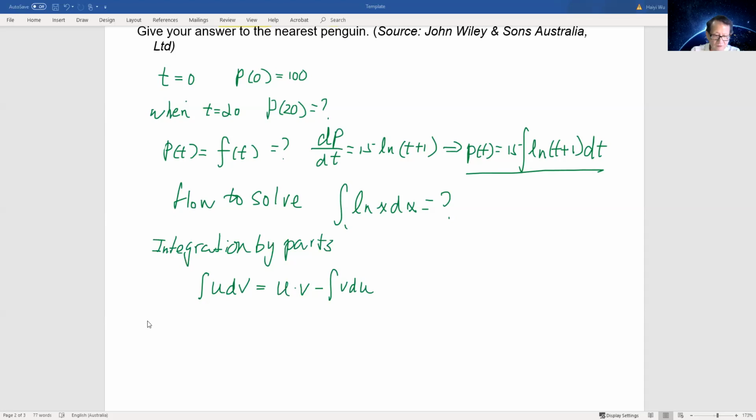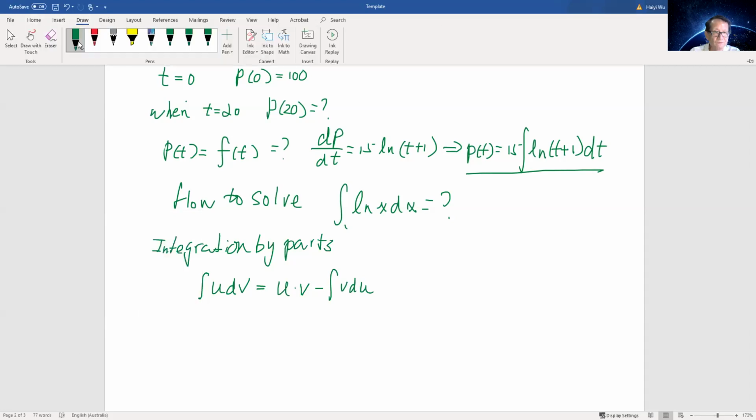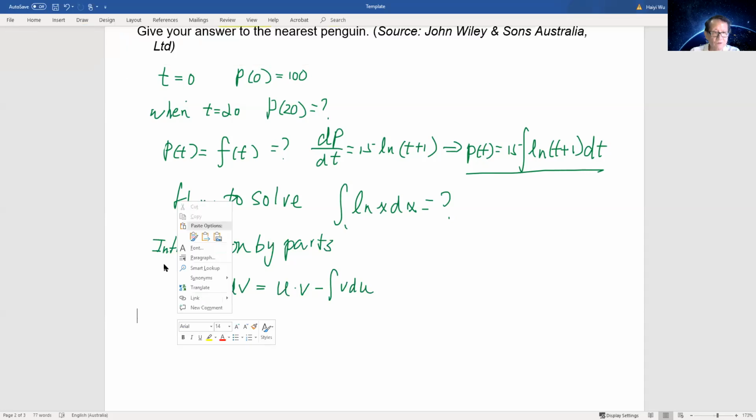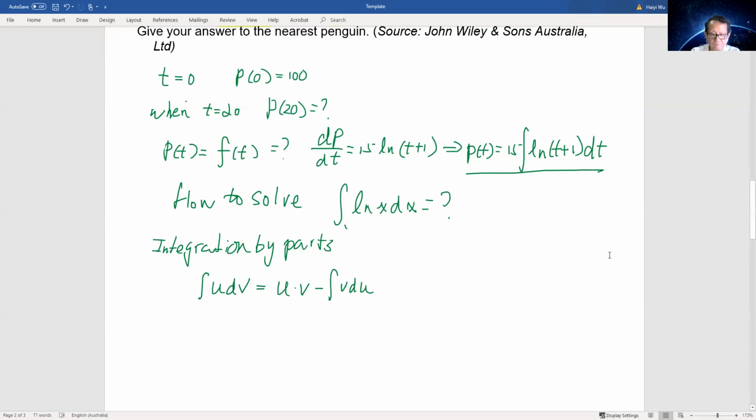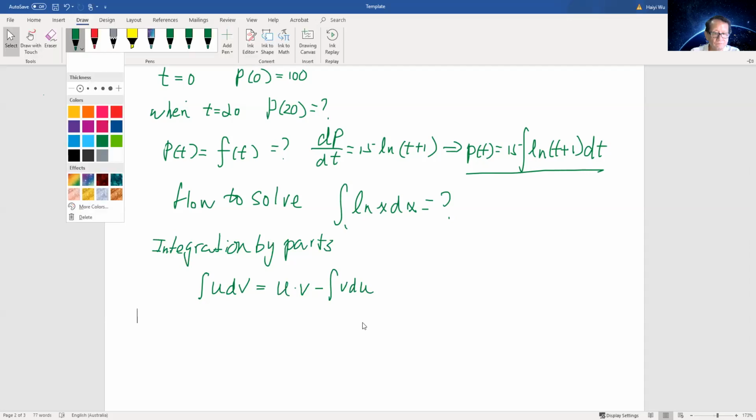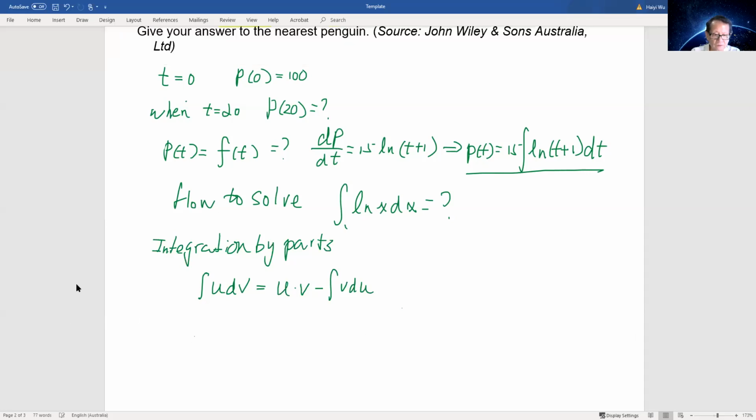What we're going to do is change the variables. First of all, we need a u. So first, let u equal ln x. We change to a new variable, a new function called u. Now we find du: the derivative of u with respect to x will be 1 over x. Now we can change the dx.